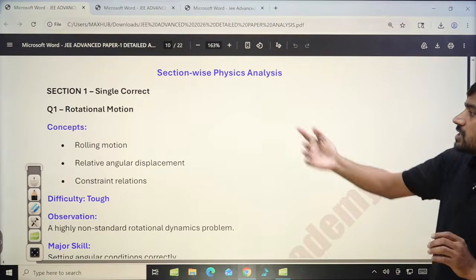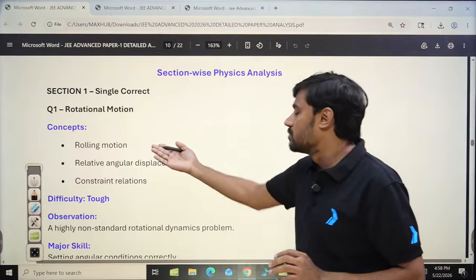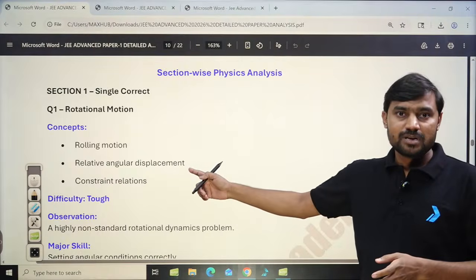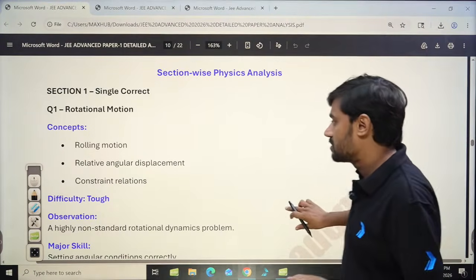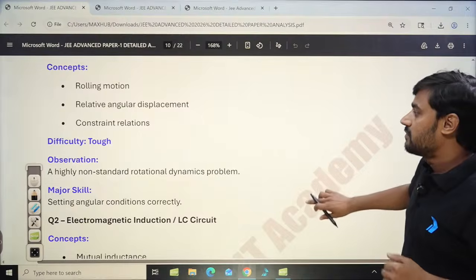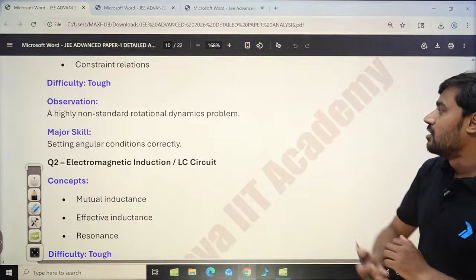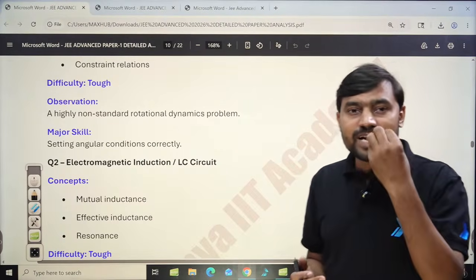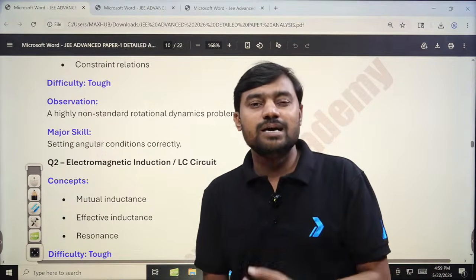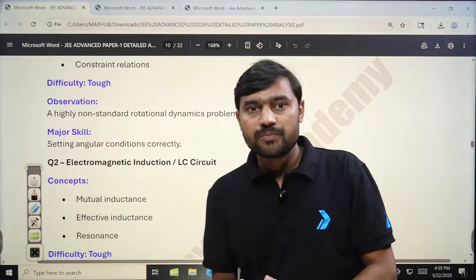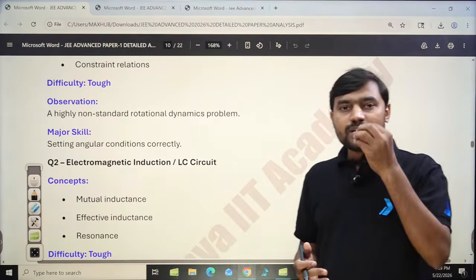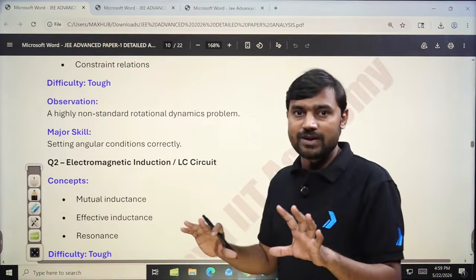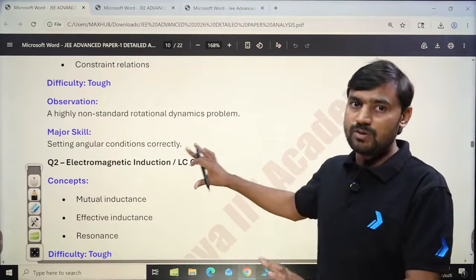Another one was rotational motion. Rotational motion contained a rolling motion question, relative angular displacement and constraint relation. So this was a complex question, of course. Difficulty was tough. The observation is that it is a highly non-standard rotational dynamics problem. Yes, generally if you have practiced some Olympiad questions, or there is a question in the Irodov book, by doing that you can get this question easily, but otherwise at exam time it will be a little bit difficult.